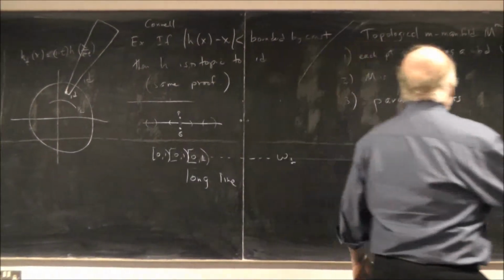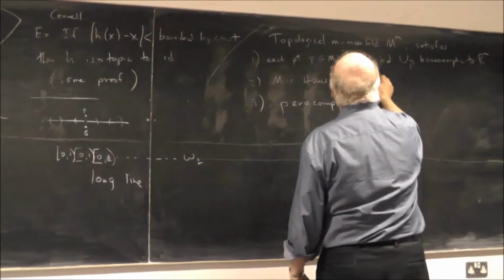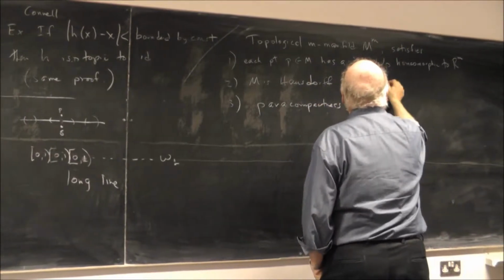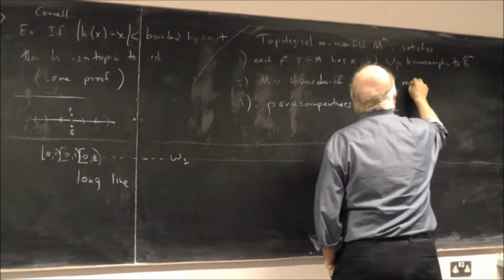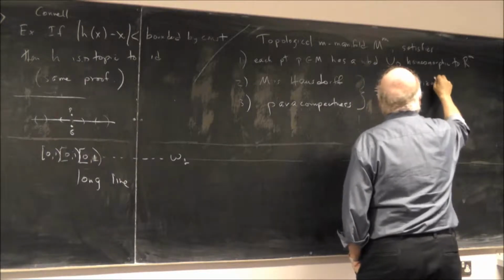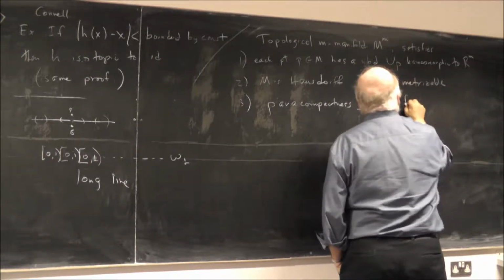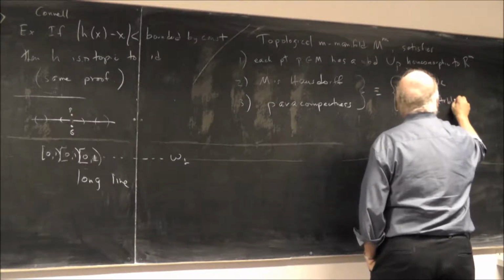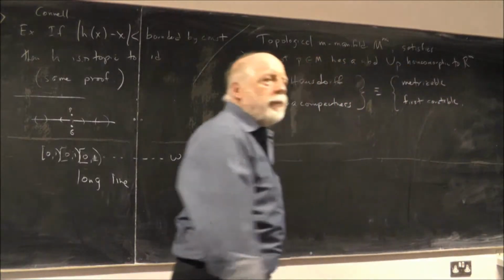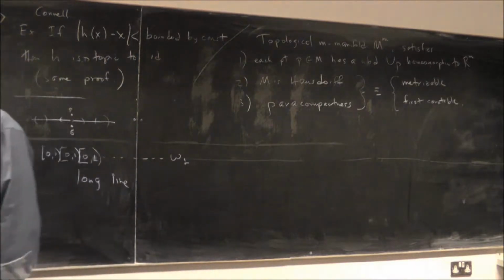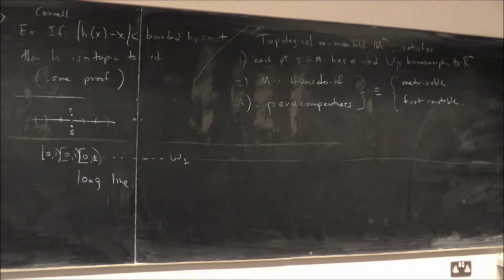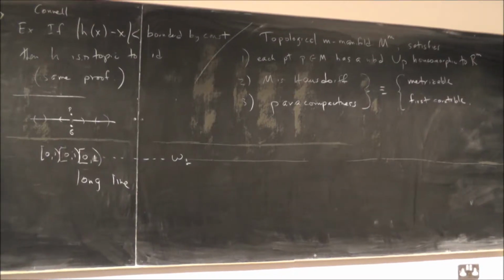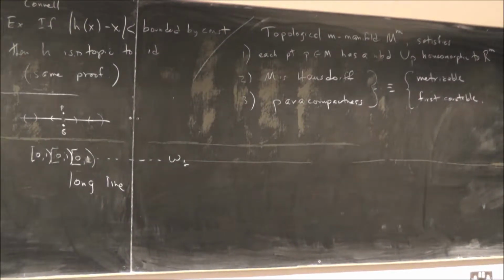Now, let me also say that in the presence of 1, these two are also equivalent to metrizable and first countable. So they'll do the same thing. That's another way. So our topological manifolds have metrics, countable base. So that's what a topological manifold is.